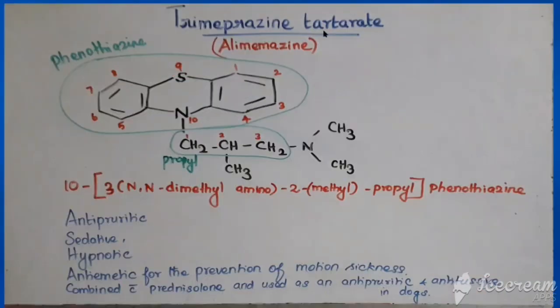Next drug is called trimeprazine tartrate. It is available as a tartrate salt. So same as that of promethazine, here it is having phenothiazine nucleus, but in promethazine it is having propyl, but here it is also having propyl, but the second carbon of propyl is connected with one methyl group, and the third carbon is connected with the dimethylamino group. So what is the difference? Only one difference. That one is having propyl, but this one is having 2-methyl propyl. So what is the chemical name? 10-(3-N,N-dimethylamino-2-methylpropyl)phenothiazine.